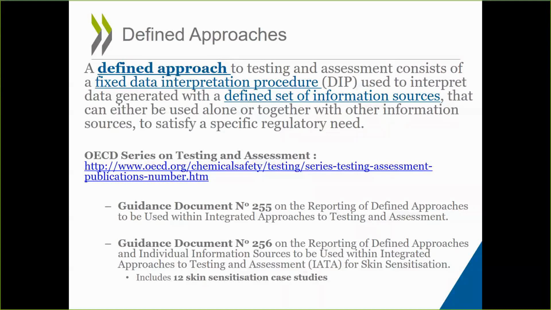In the last couple of years, OECD has published several guidance documents on defined approaches. The first of these is guidance document number 255 that describes an approach to reporting defined approaches so that they are transparent and reproducible. And the second is guidance document number 256 that includes a number of specific examples and evaluates defined approaches in the context of IATAs for skin sensitization and actually includes 12 skin sensitization case studies, which we'll discuss a bit today. And I should say that both of these documents are freely available, publicly available through the OECD Series on Testing and Assessment website.